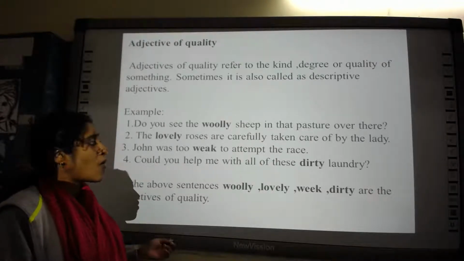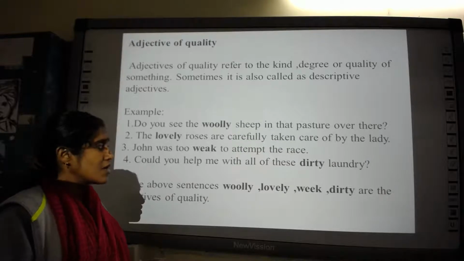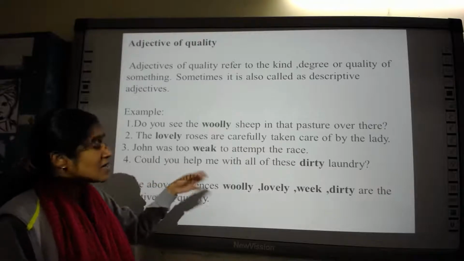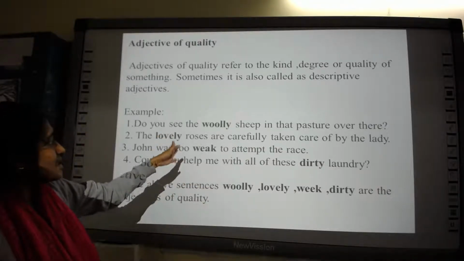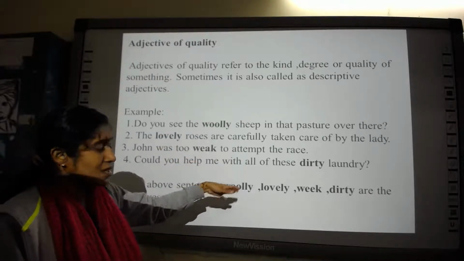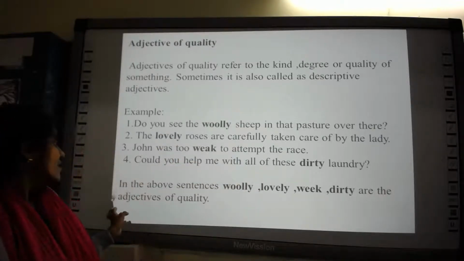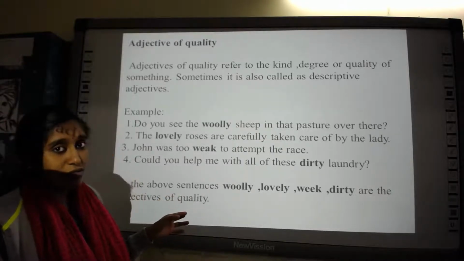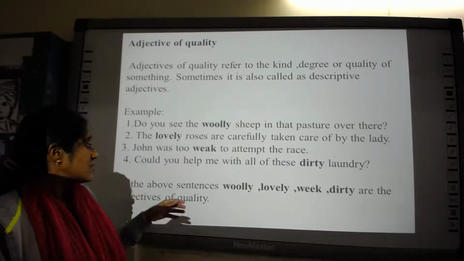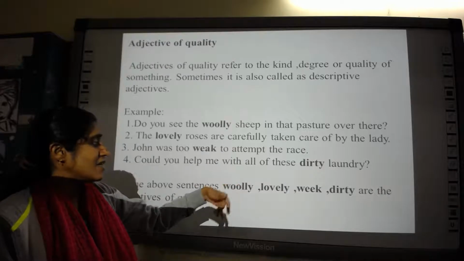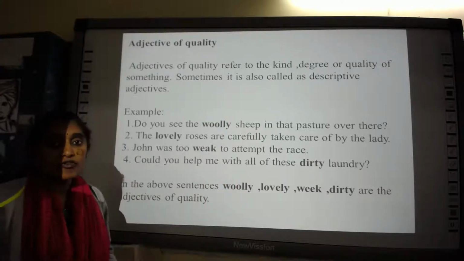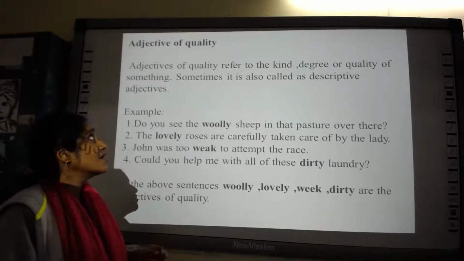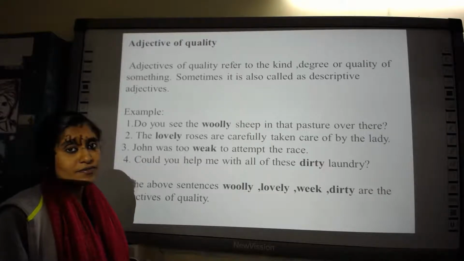Could you help me with all of this dirty laundry? What kind of laundry clothes are there? They are dirty. So the words woolly, lovely, weak, dirty, etc. show the quality of that noun, of that particular thing. Woolly, lovely, weak, dirty are the adjectives of quality. Hope you have understood that it is describing. So that is the adjective of quality.